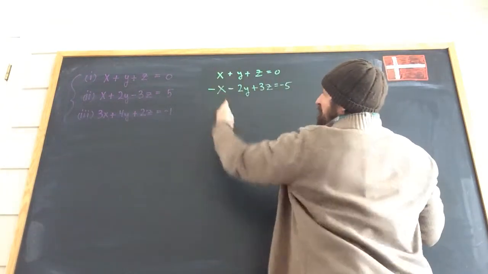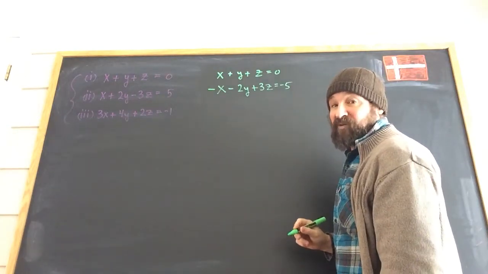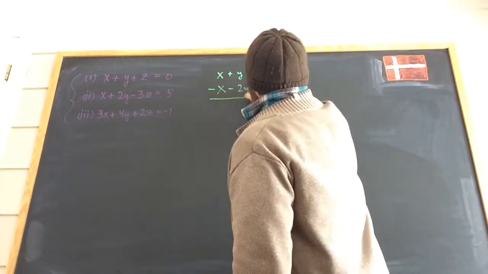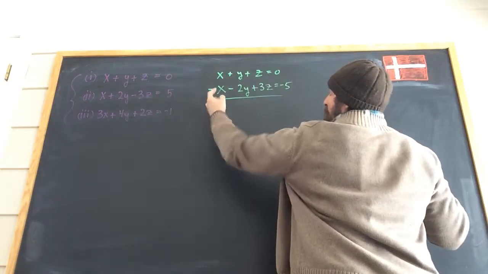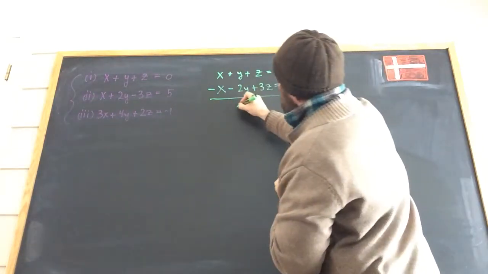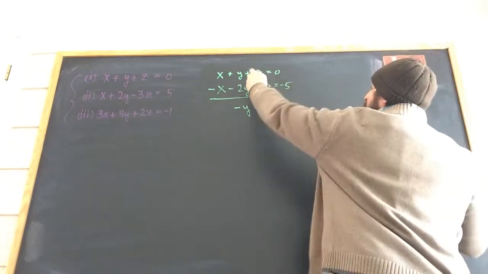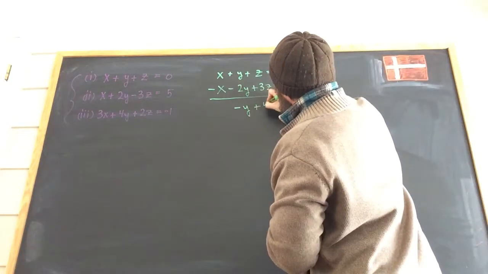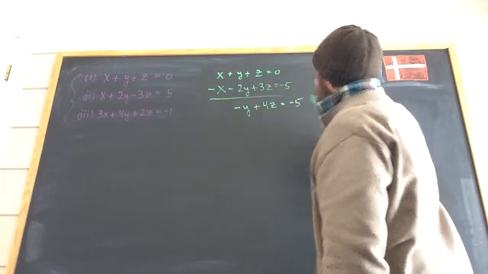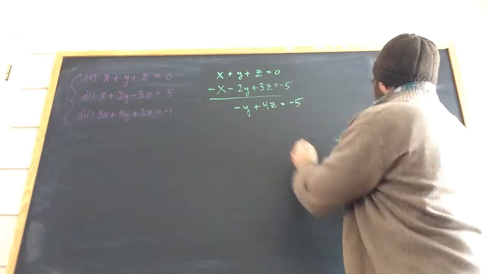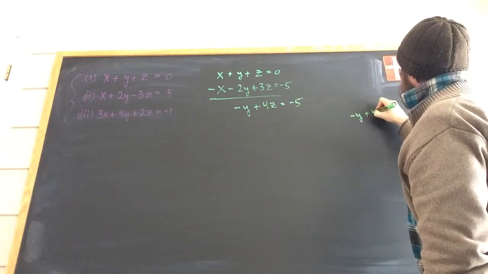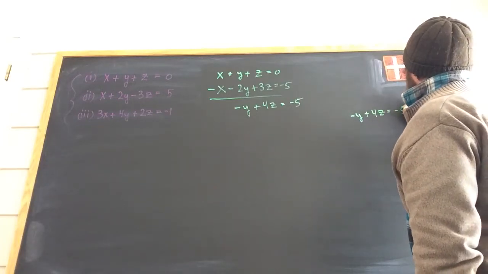And now the coefficients on the x variables are opposites of one another, so when I add the two equations together, the x variable is eliminated. All right. 1x plus -1x is 0 x's. 1y plus -2y would be -1y. 1z plus 3z would be 4z. And 0 plus -5 is -5. Let me take this equation and put it off to the side over here. -y plus 4z equals -5.